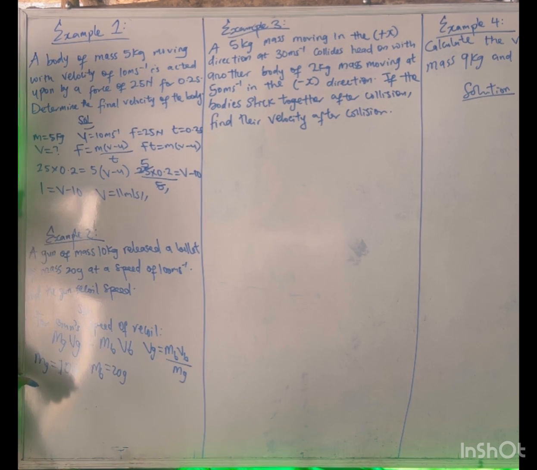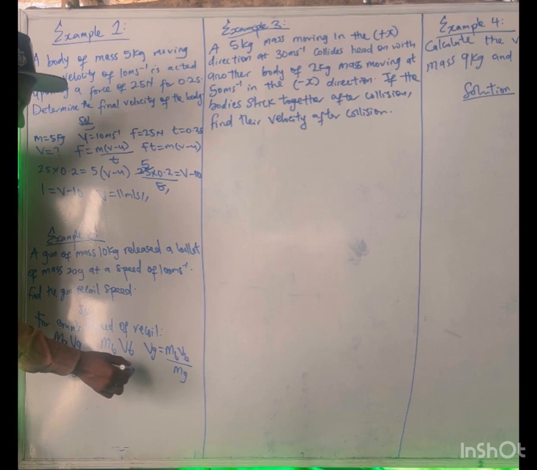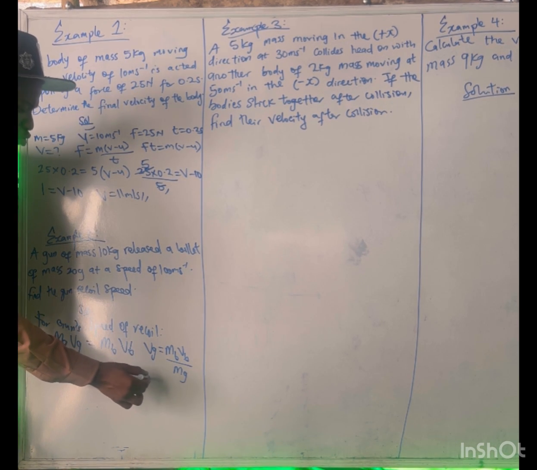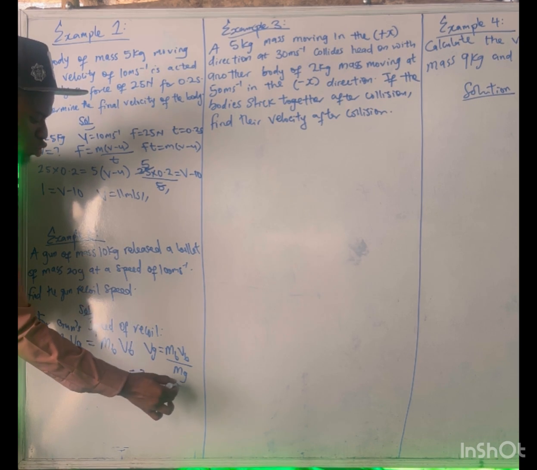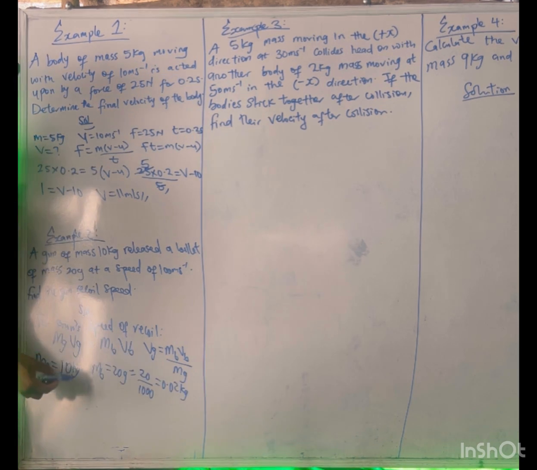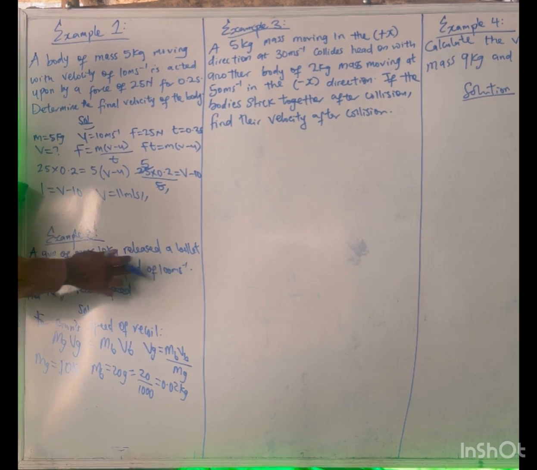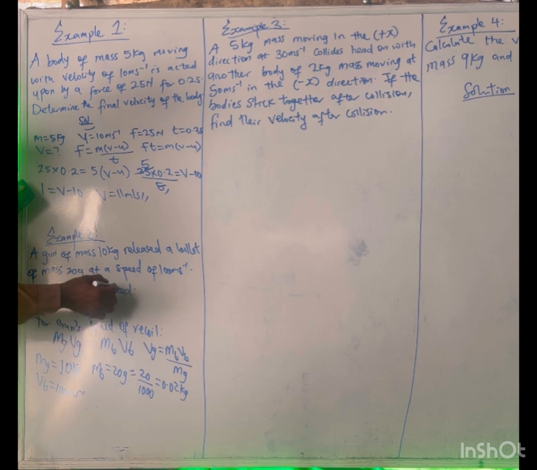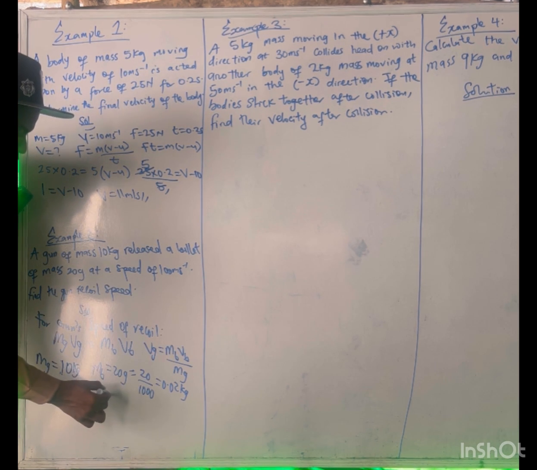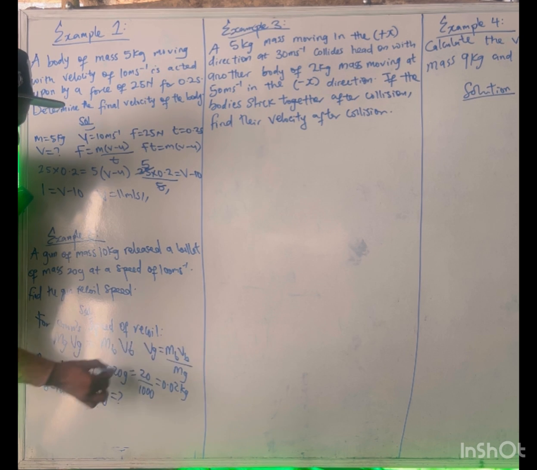I will convert it to kilogram by dividing by 1000. So that would be 20 divided by 1000, that is 0.02 kg, the mass of the bullet. At the speed of, this velocity is for the bullet. Vb is 100 meters per second. Find the gun recoil speed. So I'm looking for the velocity of the gun, Vg.